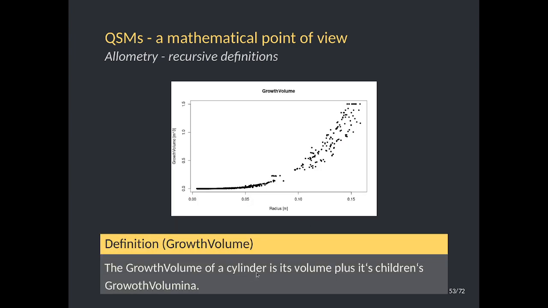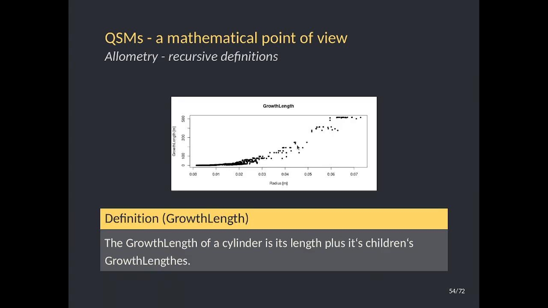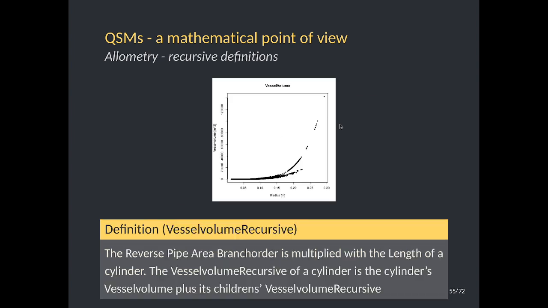So I already gave the definition of the gross volume, the cylinder volume plus its children's gross volumes. And if we plot the gross volume onto the radius, we get such a form here. We can do, instead of the volume, take simply the length to define the gross length. It's a similar pattern. Or we get the vessel volume recursive.